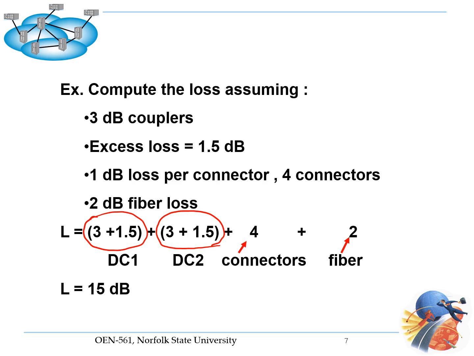Plus we have 4 connectors, 1 dB per connector, total 4 dB loss for connectors and 2 dB loss for the fiber. Adding it up, we will have 4.5 dB plus 4.5 dB plus 4 plus 2 dB. We have losses of 15 dB. Compare it with the previous slide where we have the idealized case and total losses are only 6 dB. In reality, we have to account for couplers, fibers and excess losses, and losses could be substantially higher. That is all for this lecture.